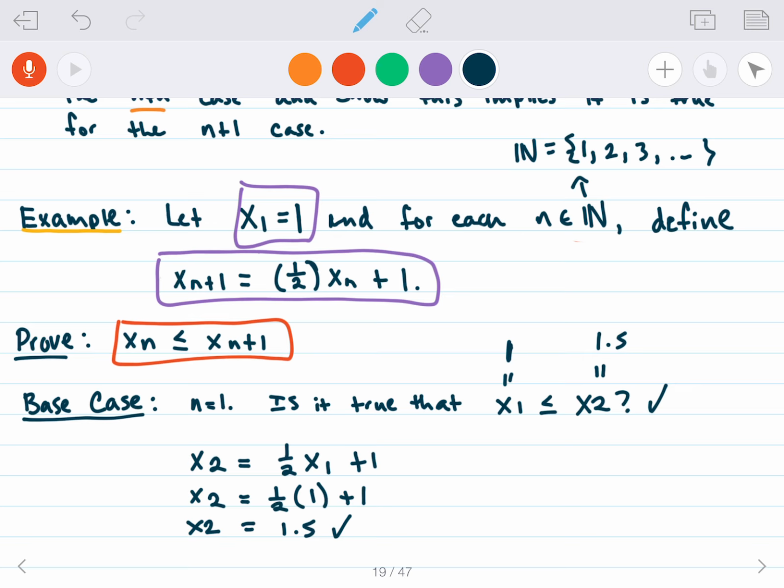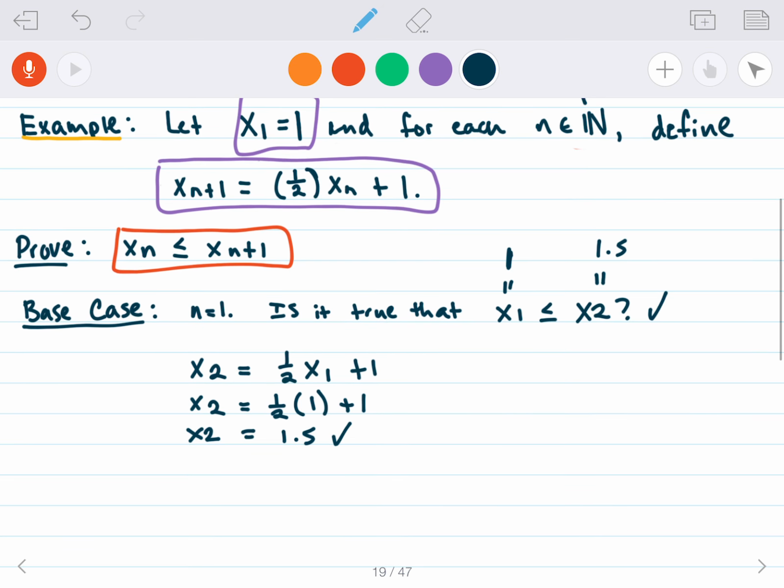And now we want to assume the inductive hypothesis and show that when assuming this, it creates a domino effect. And so what do I mean by this? Okay, so the inductive hypothesis.